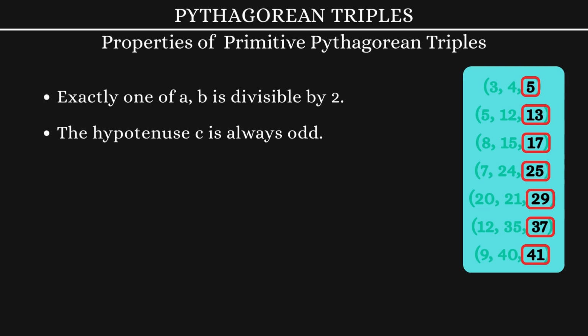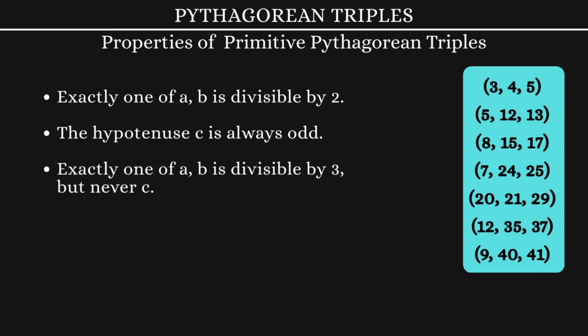Next property: exactly one among A and B is divisible by 3 but never C. First, let's check all the C values. None of them are divisible by 3. Then we'll come to A and B. In each of the given sets, only one number is divisible by 3.